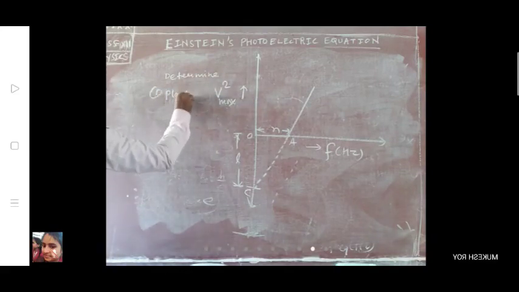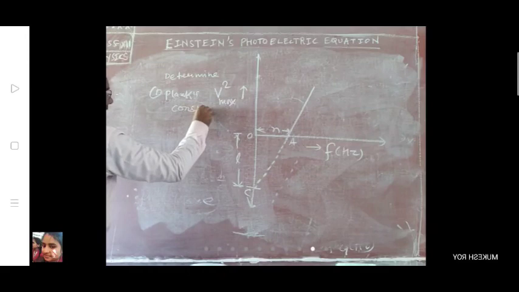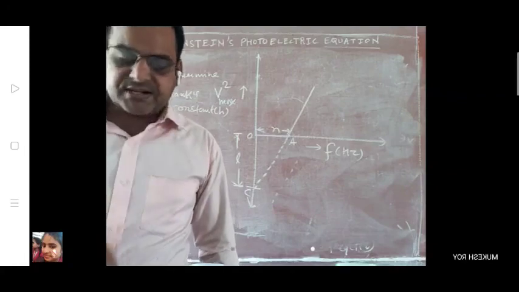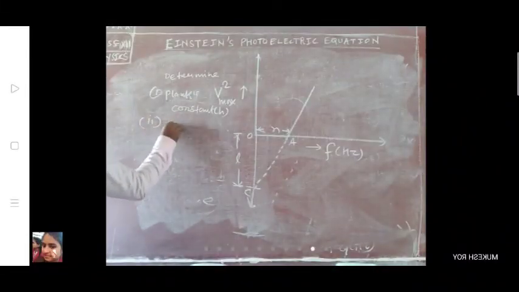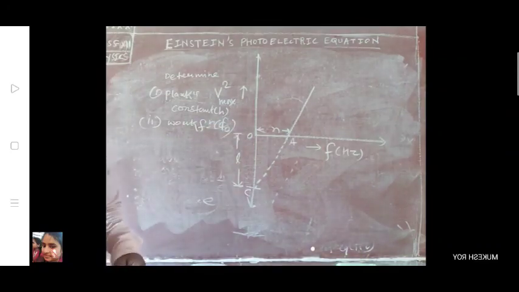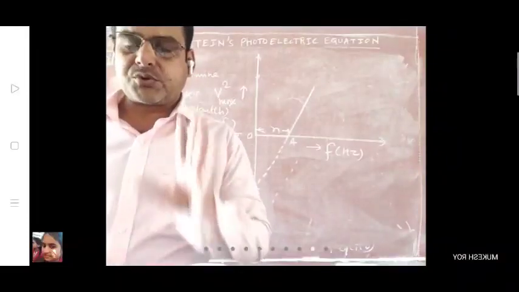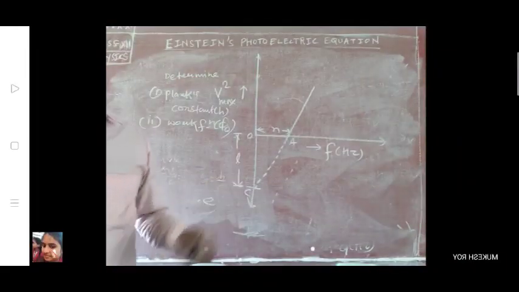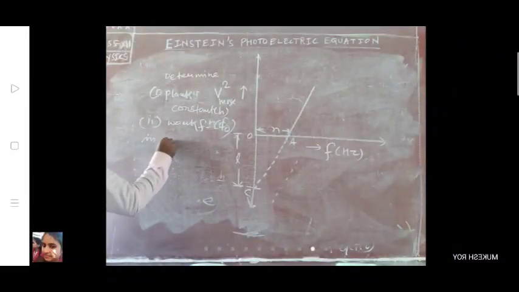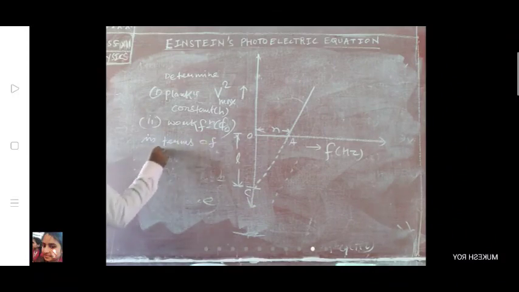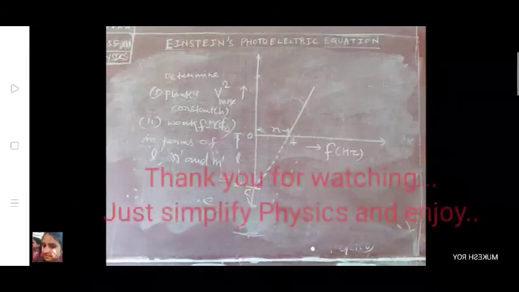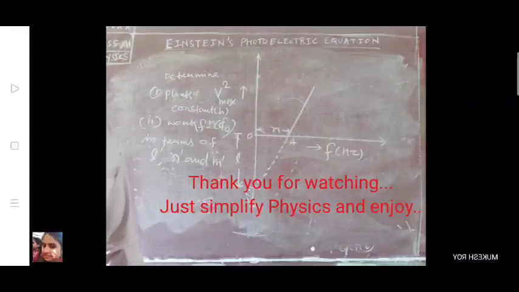Planck's constant H, and second, work function f naught. In terms of, write down, in terms of L, N, ये सभी को पता करना कैसे? In terms of L, N, and M. M is the mass of the particle, mass of the electron, suppose.